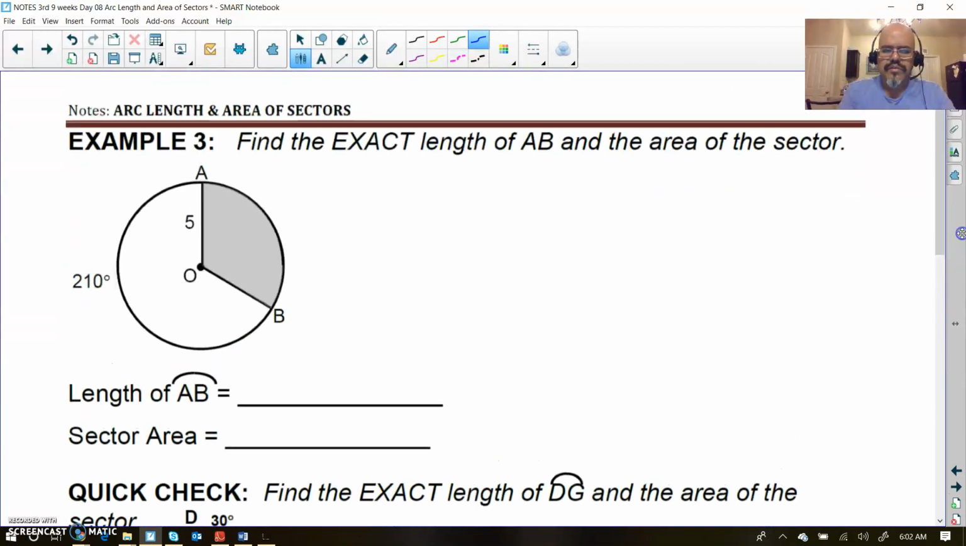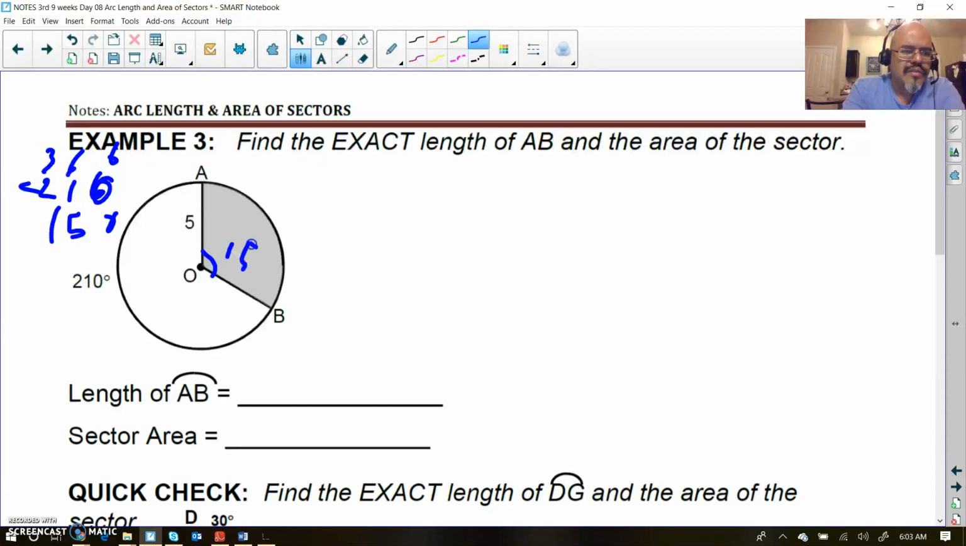Alright. So we're going to find the exact area and all that of this one. Just to go ahead and do this real quick. So we're going to have two parts to this particular problem. So we want the exact length of AB and then the sector area. So we have, let's see, 210. So this is going to be 360. We're going to subtract that to get this arc, this angle right here. So that's going to be 150. So it's 150 degrees.